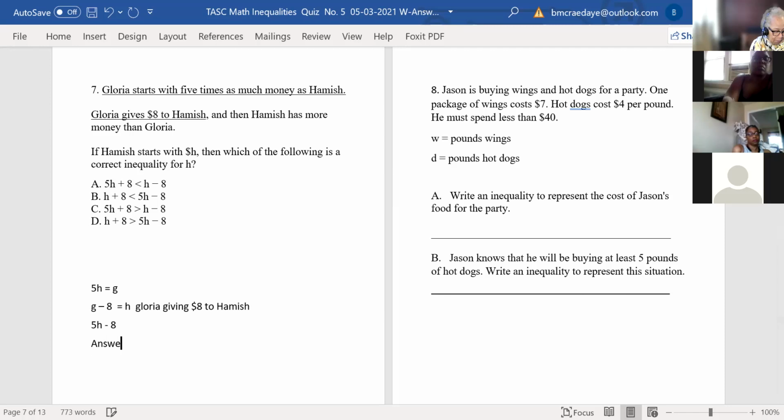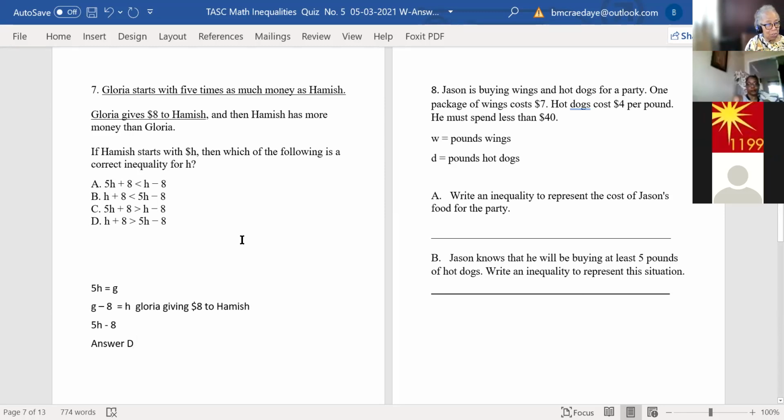That's the second one that you get right. That is correct. Very good. So you figured that one out. Okay, so number 7 would be D. Hamish with the $8 from Gloria. Gloria starting with 5 times more, that's 5H, 5 times more than Hamish. And the minus 8 is when she gives the $8 to Hamish.